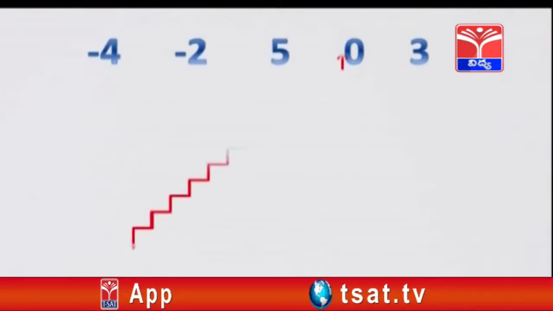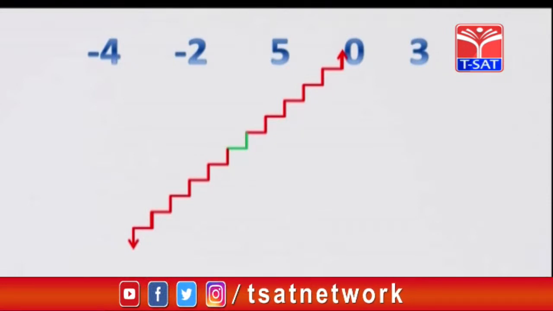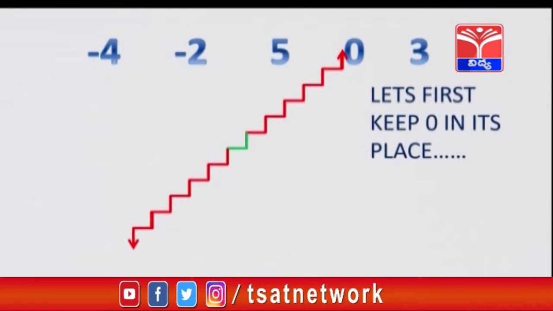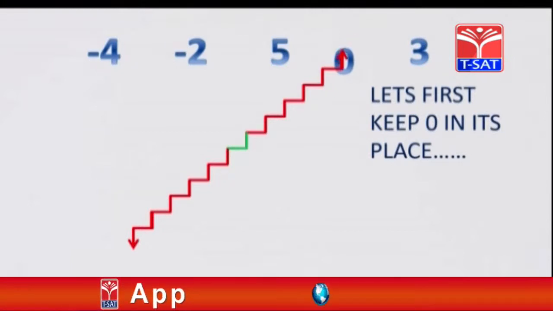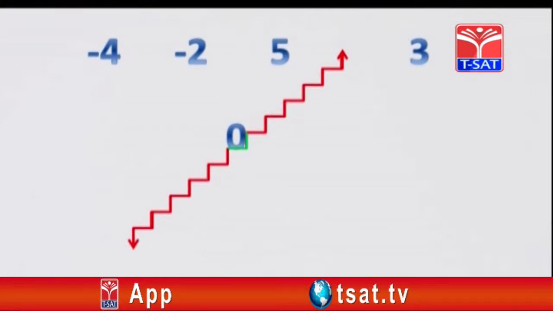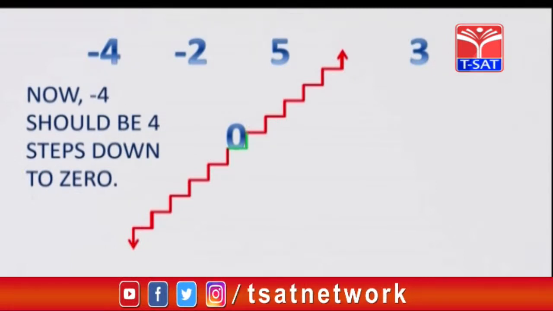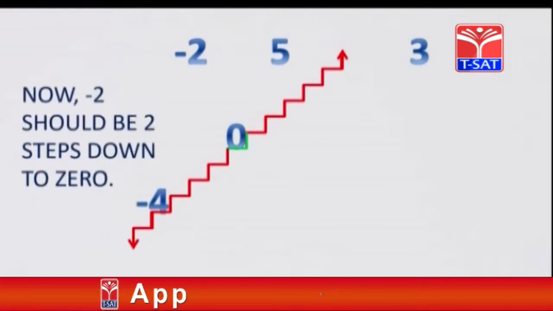To arrange them in ascending order, let's introduce number stairs. It is more convenient to represent them in ascending and descending order on number stairs. On number stairs, first 0 will be kept at its place. 0 comes and sits at its place. Thereafter, now it is minus 4. You know that minus 4 is a negative number, and it always lies 4 steps down from 0. Next it is minus 2, and minus 2 should be 2 steps down from 0 because it is a negative number.